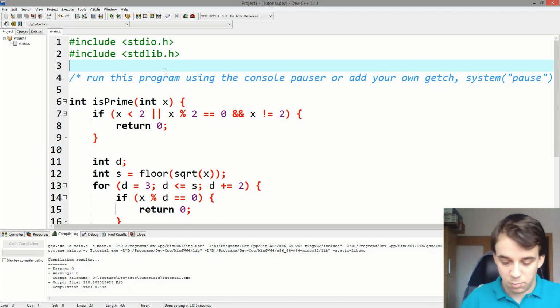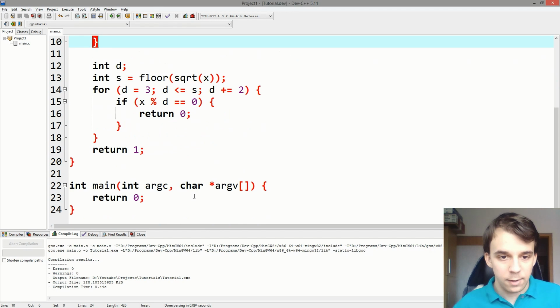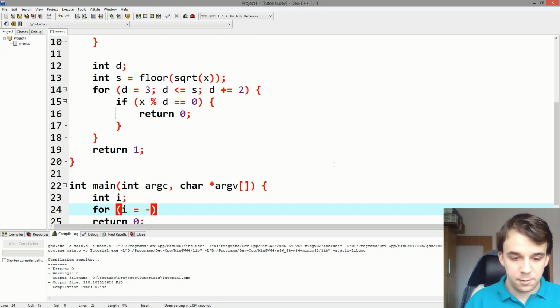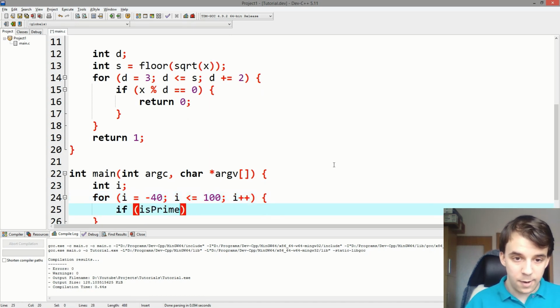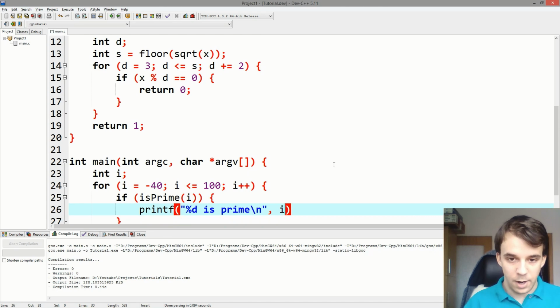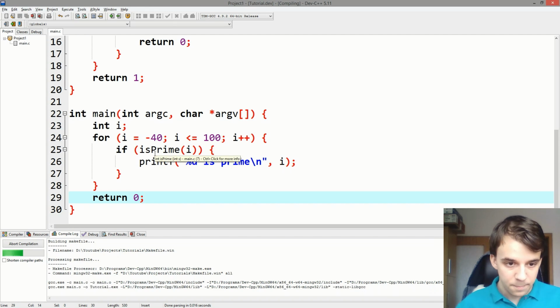It's much simpler, and I think you have to include math.h also just so that everything works. And to test it, let's do a for loop here. So we're going to say int i equals minus 40, i less or equal than, I don't know, 100, i plus plus, and if is_prime of i, I'm going to printf percent d is prime, backslash n, and an i here. And if I try to run this, we should be good to go. I hope I didn't miss anything.